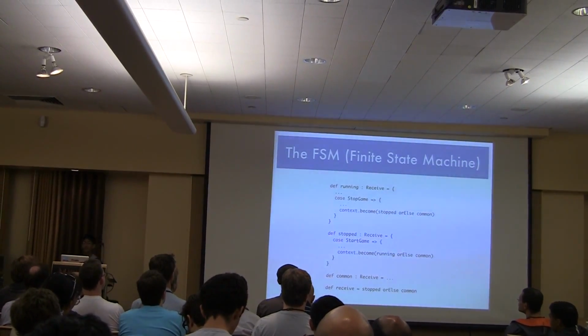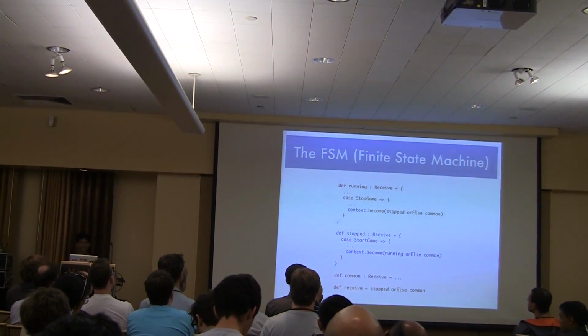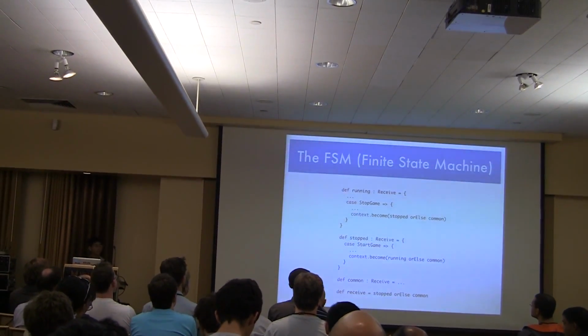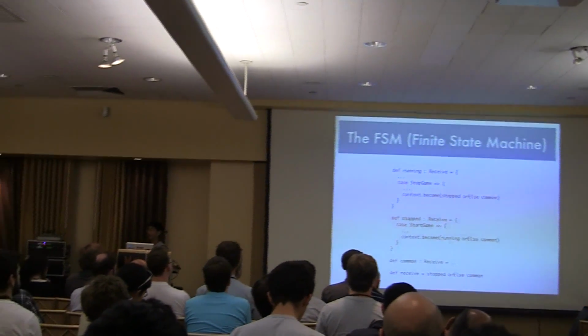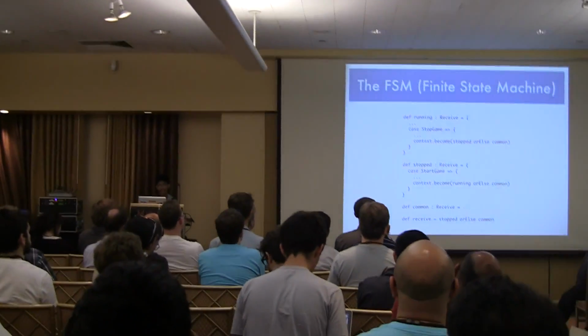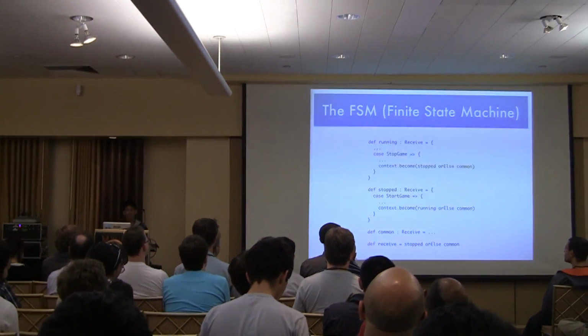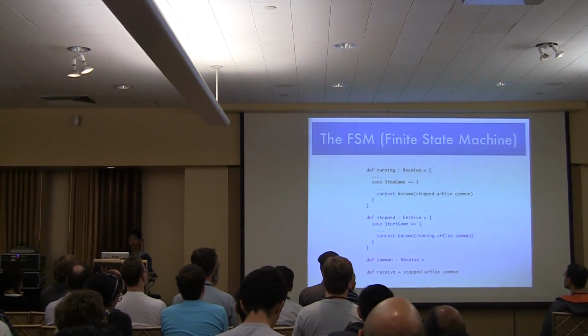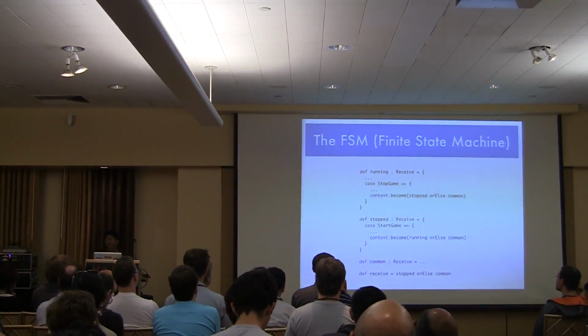And now in my program, I have a tiny little finite state machine. There are two states in my program: either my game is running or it's stopped. At the beginning, my game is going to be stopped. So my receive is stopped orElse common. orElse is a method to put together two partial functions.